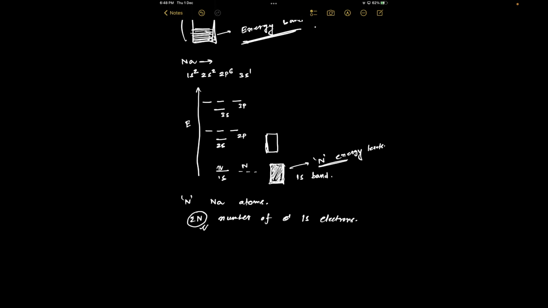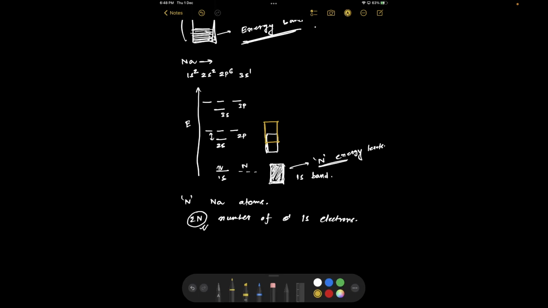Now observe that the energy gap between these 2s and 2p atomic orbitals is small. So that's why the 2s and 2p bands that will be generated will overlap with each other. So let's denote them with different colors. The white one is the 2s band and the yellow one is the 2p band.